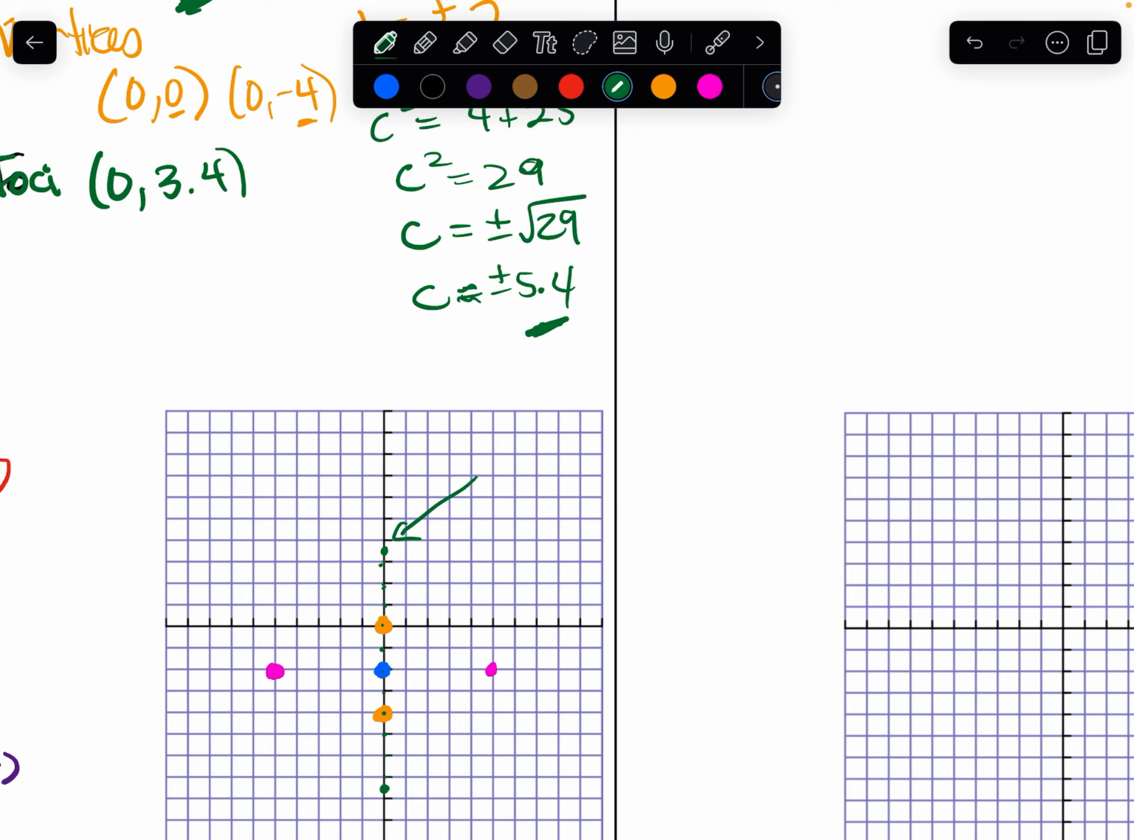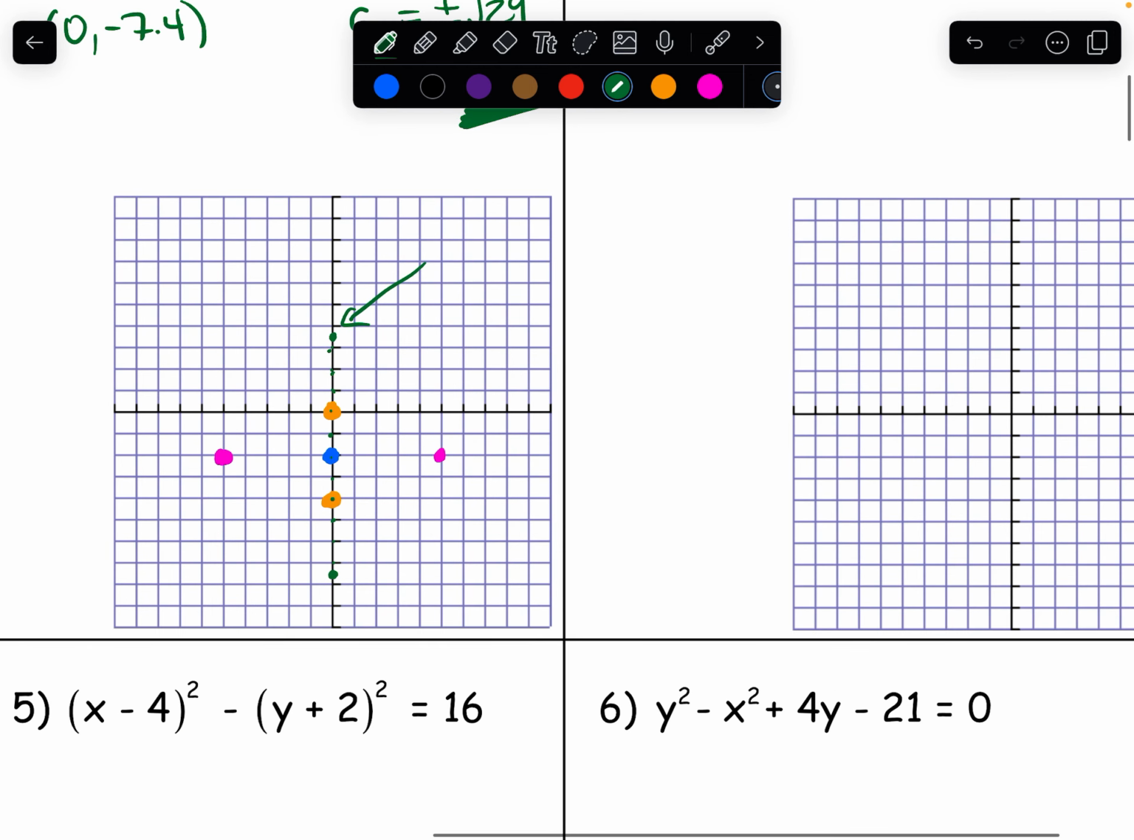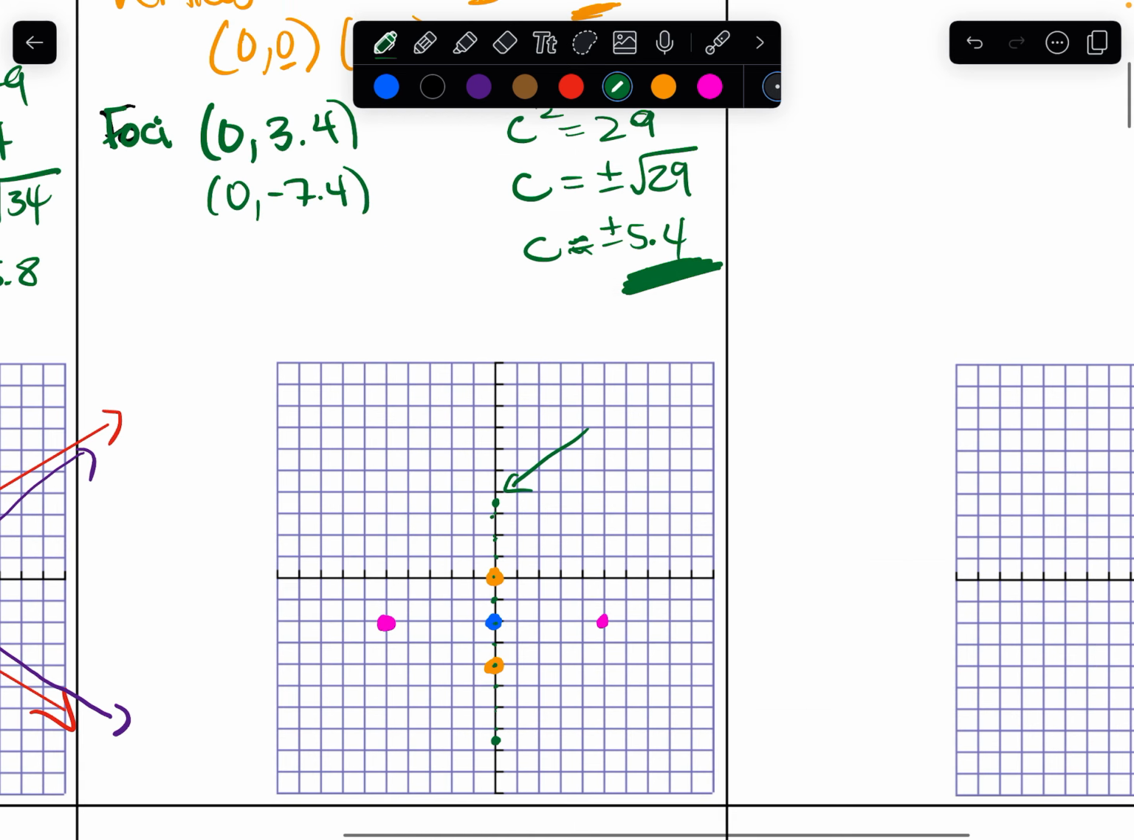Then I'm going to take -2 from up here and subtract 5.4. So if I subtract that, I would get -7.4. If I come down here and I count down, I do 1, 2, 3, 4, 5, 6, 7, and 0.4. So that would be it.